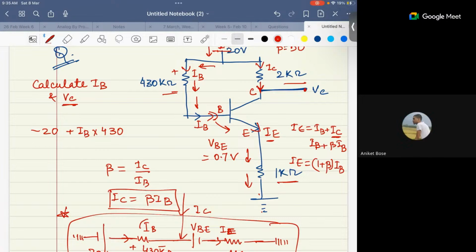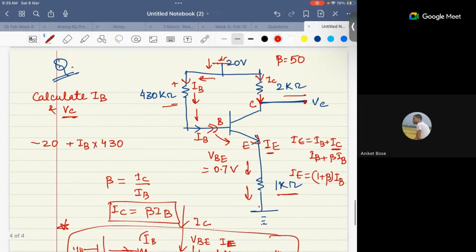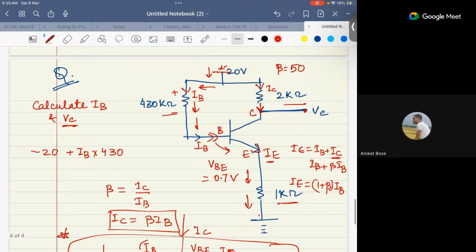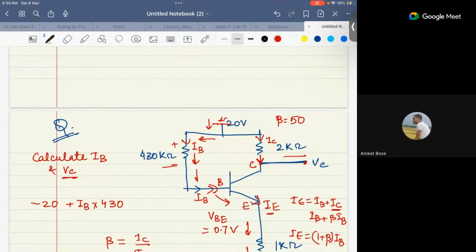Sir, we can calculate the value of IC using IB. IC plus IB equals IE. From there you can do VB. Sorry, 20 volts minus VC equals IC into R. Correct? So you can start from here and go here. So directly, 20 equals 2 times IC plus VC. Correct?